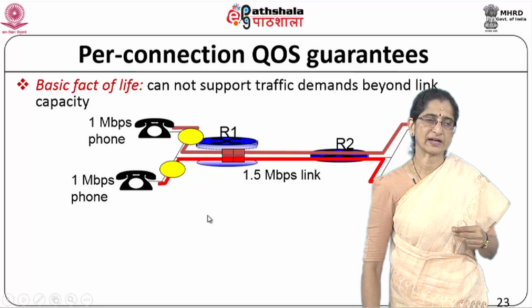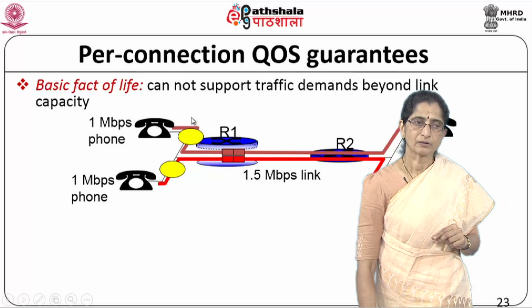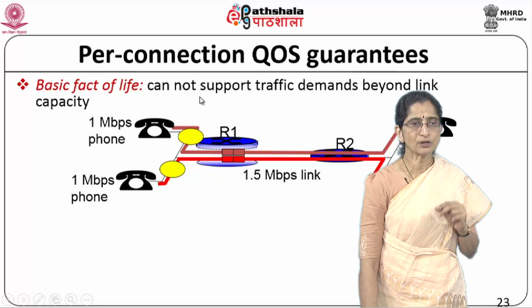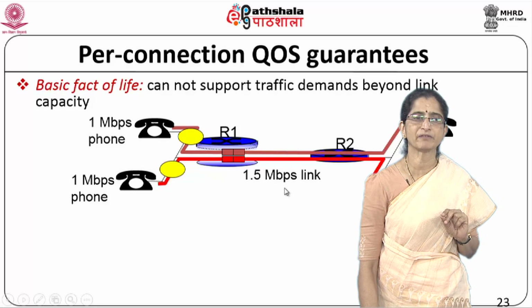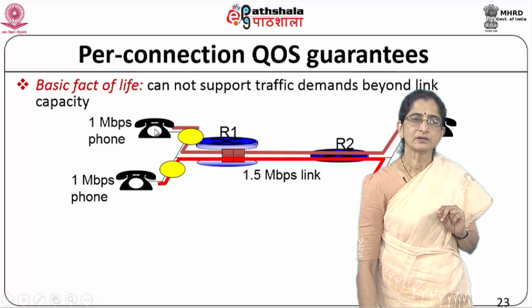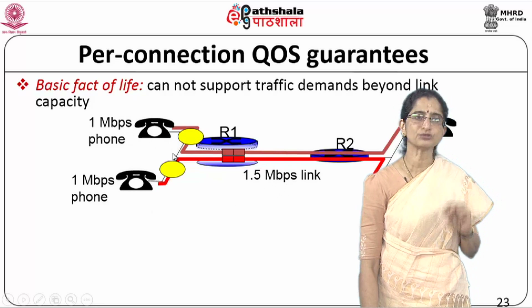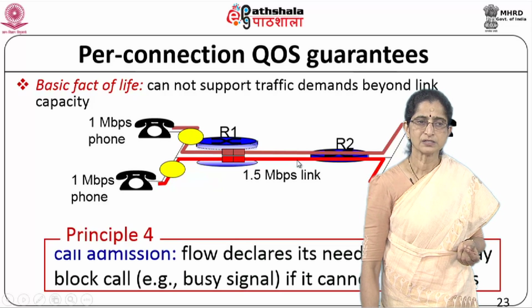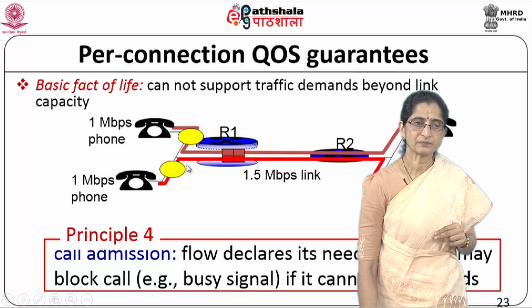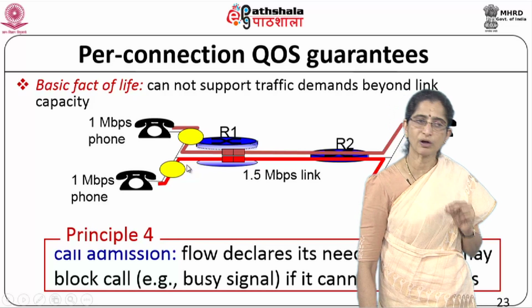Another fact that needs to be looked at is that you cannot support traffic demands beyond the link capacity. So if I have a 1.5 Mbps link and two different flows both requiring 1 Mbps capacity, obviously you will not be able to support it. So what do I do in this case? It would be good if I can have some kind of call admission procedure.